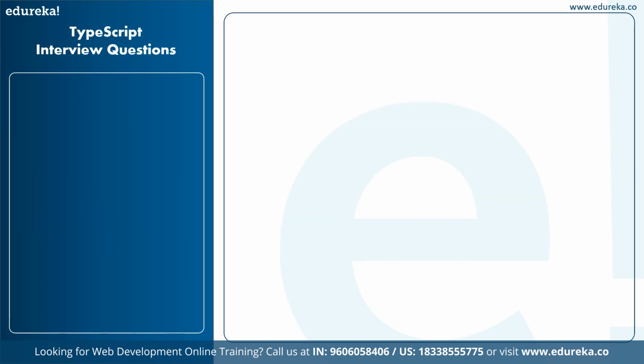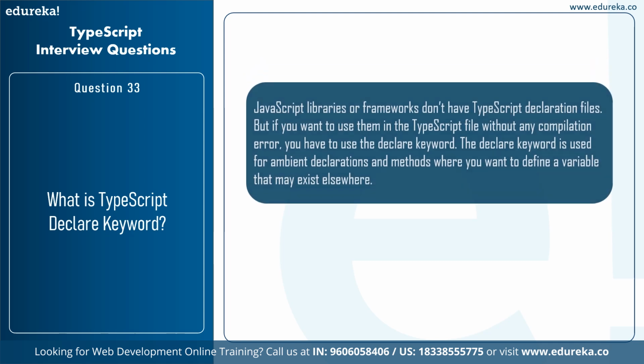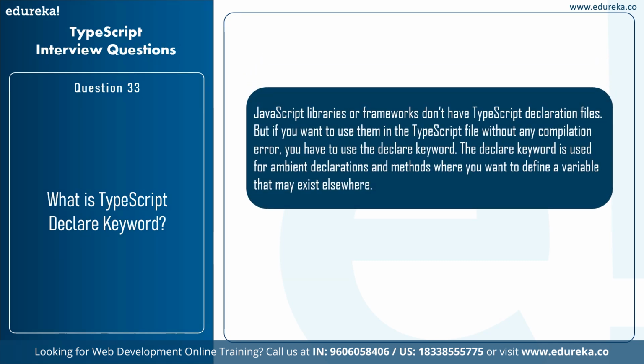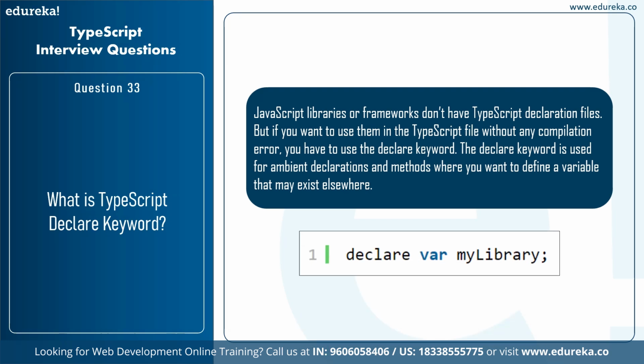Now moving on to the next question, what is the TypeScript declare keyword? Now JavaScript libraries or frameworks don't have TypeScript declaration files. But if you want to use them in the TypeScript file without any compilation error, you have to use the declare keyword. Now the declare keyword is used for ambient declarations and methods, where you want to define a variable that may exist somewhere else. Now if you want to use the library in your TypeScript code, you can use the code as declare var myLibrary. Now once you use this, the TypeScript runtime will assign the myLibrary variable as any type.